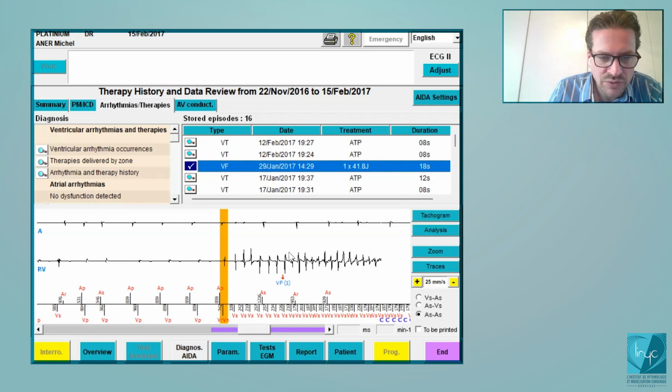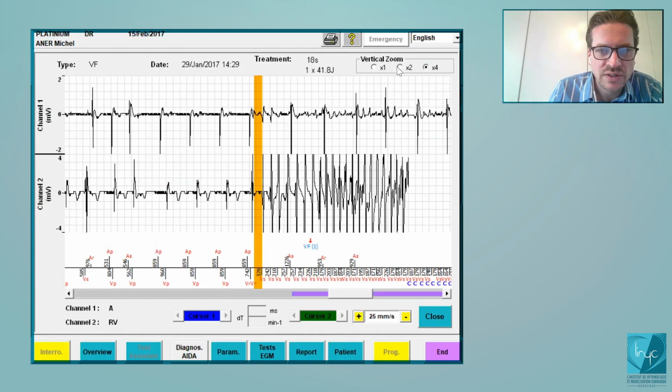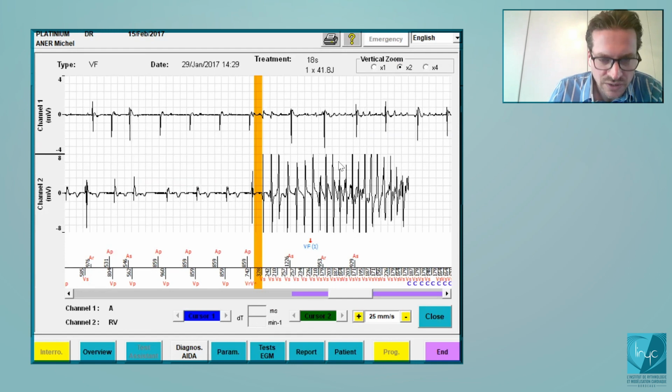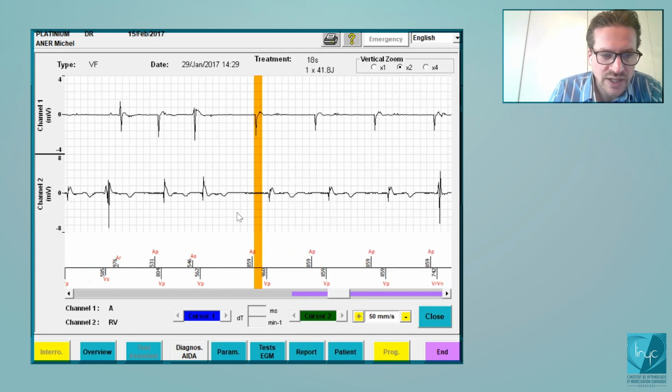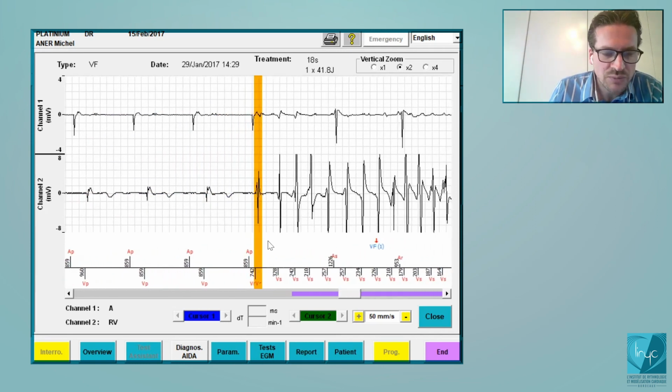And it kind of confirms what we are suspecting. It's a truly VF, which is starting here. So we can also zoom to better appreciate the signals. We can change the gain, so we can blow up the signals. Not really necessary in this case. And we can also zoom on the x-axis, having a bit more space for all the markers in the EGM. So can sometimes facilitate the interpretation of the episode.